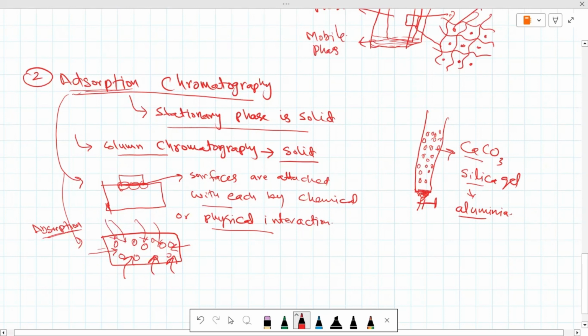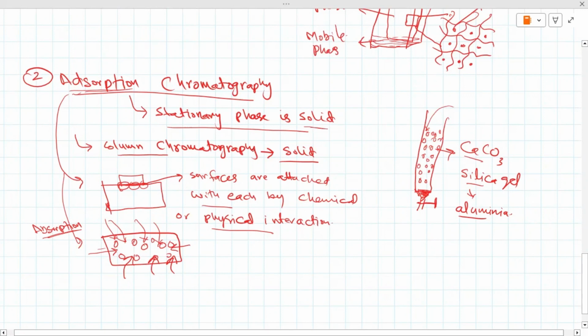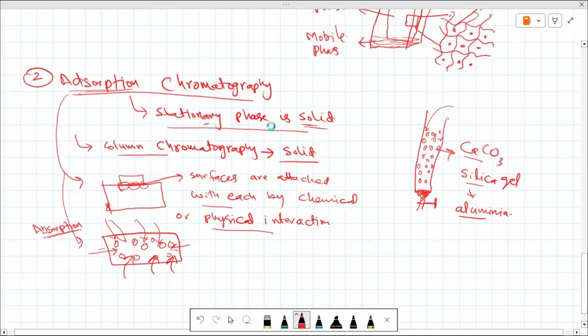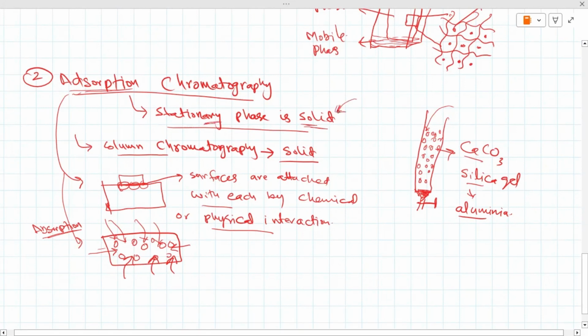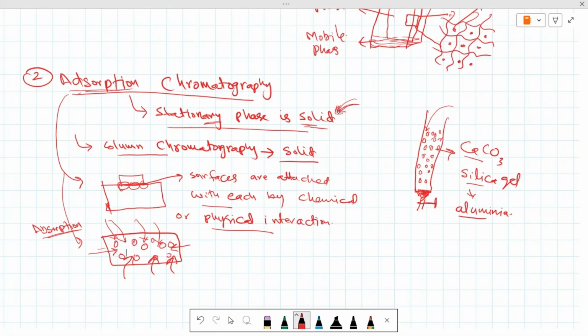So in adsorption chromatography, what will happen? Adsorption will occur on the stationary phase. Adsorption chromatography is a type of chromatography in which a solid material is used as the stationary phase, and this stationary phase will adsorb the substance or our desired molecule for purification or separation. So this is our adsorption chromatography.